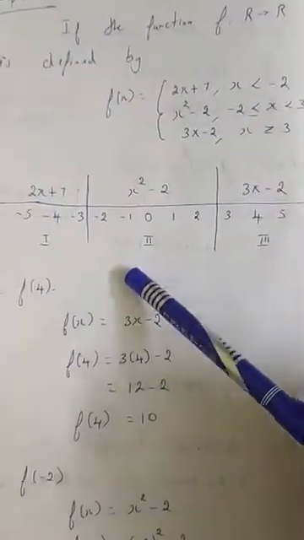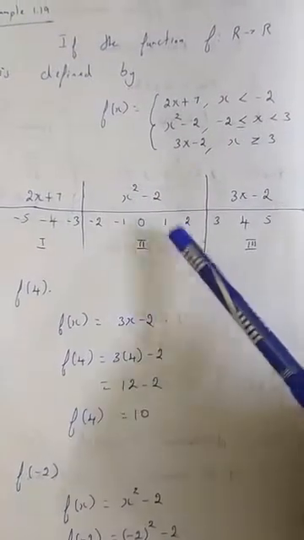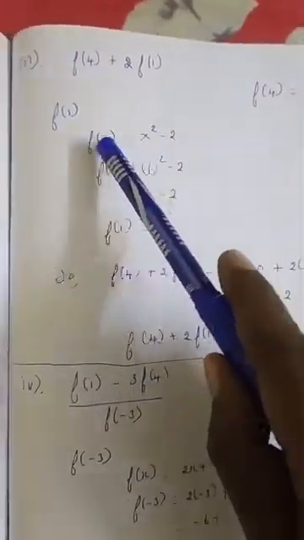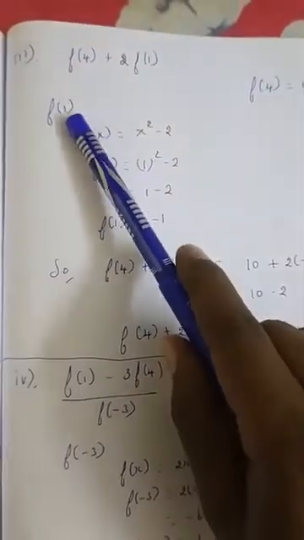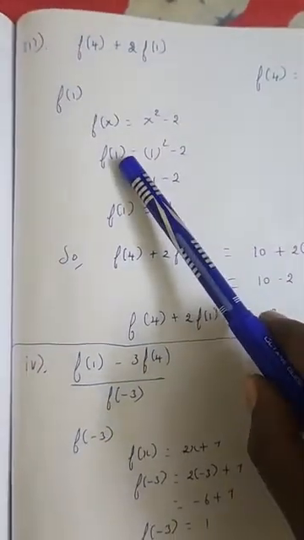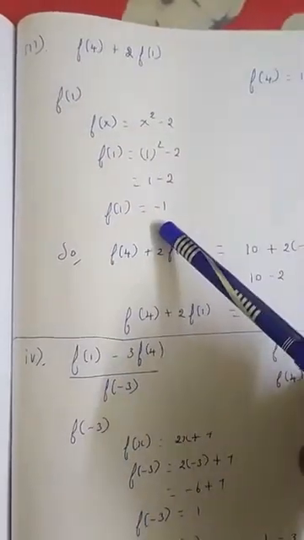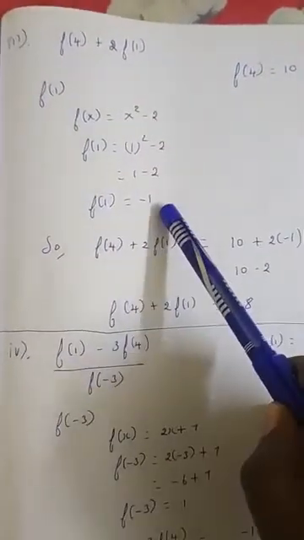So let's check which interval 1 lies in. 1 lies in the second interval. So what is f of x? x square minus 2. Yes. Let's write f of x equal to x square minus 2. And what is the x value here? 1. Substitute 1 in the place of x. Therefore, 1 square minus 2. 1 square is 1, minus 2. 1 minus 2 is minus 1. Therefore, f of 1 value is minus 1.